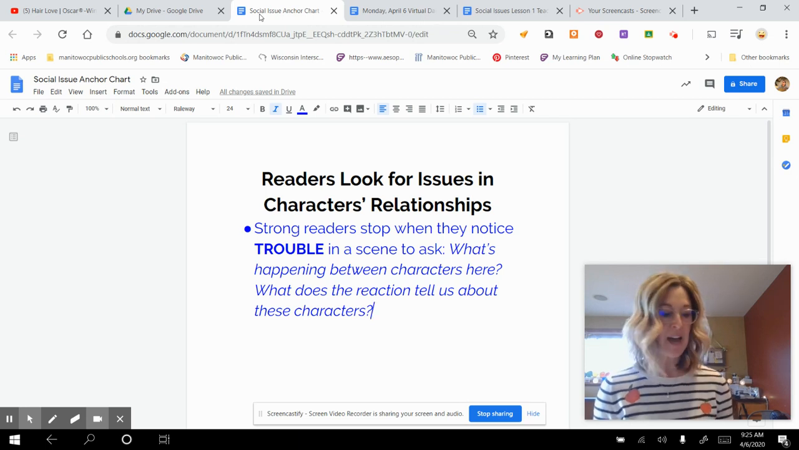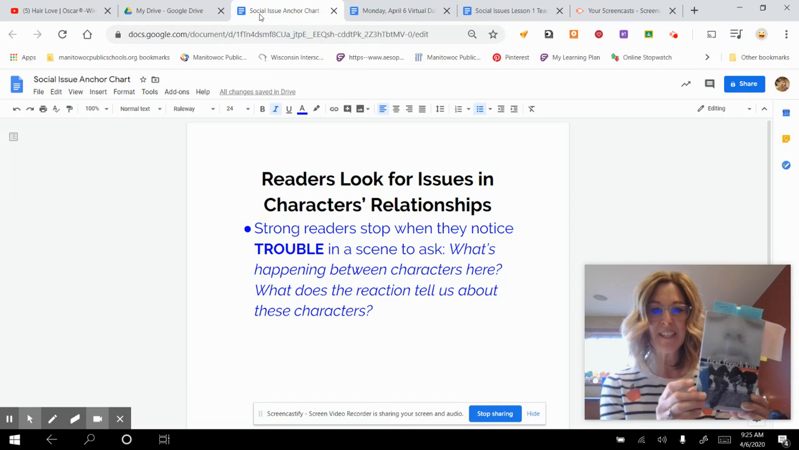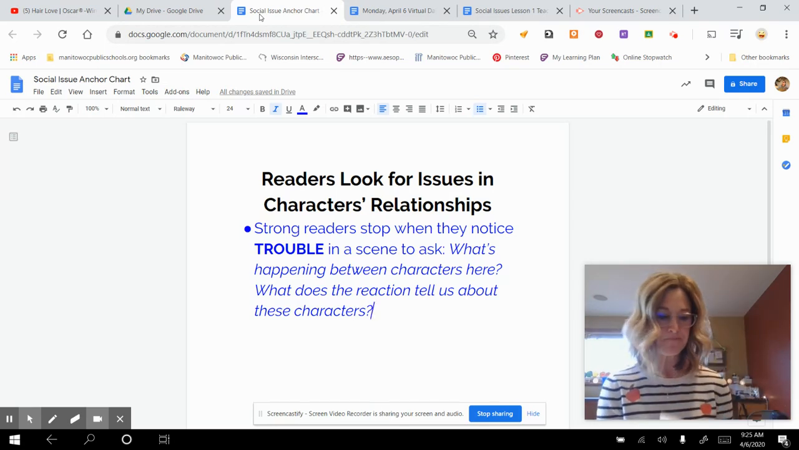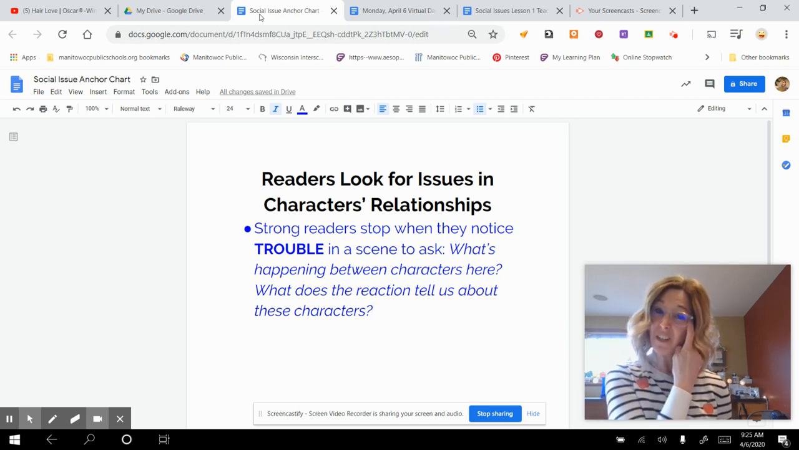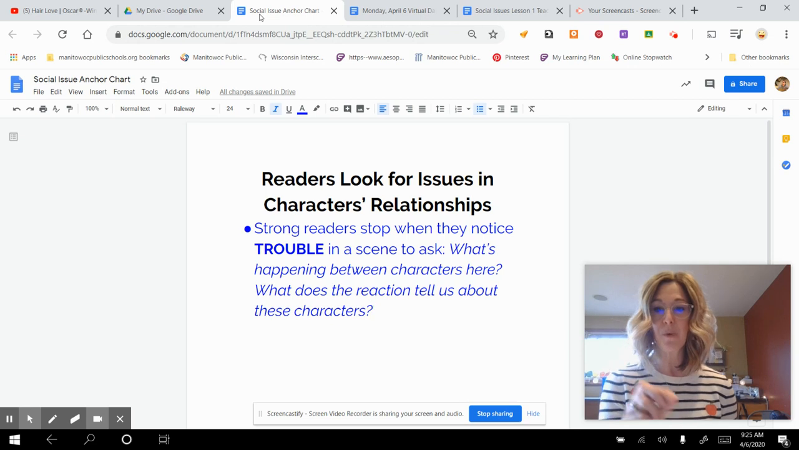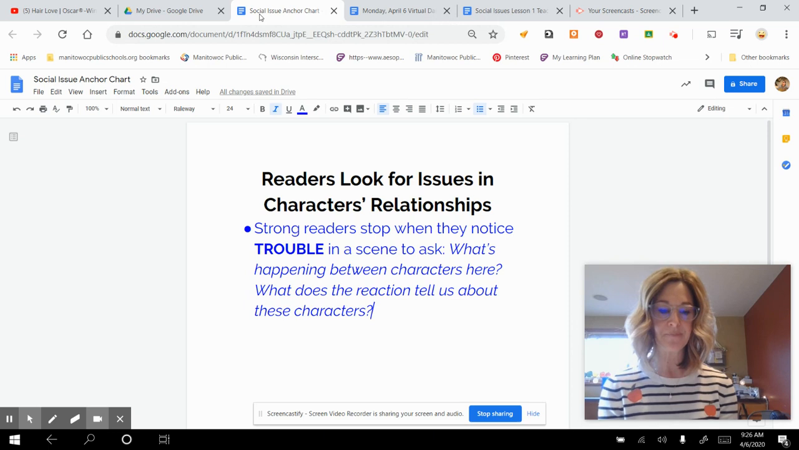So as I read, I'm going to read to you a story from First French Kiss. We go back to Will, and this story is called My Side of the Story. And as I read this story, I want you to be looking at Will and his brother's relationship and ask yourselves, what's happening between the two characters here, and what does the reaction tell us about these characters? So here is the story, My Side of the Story.